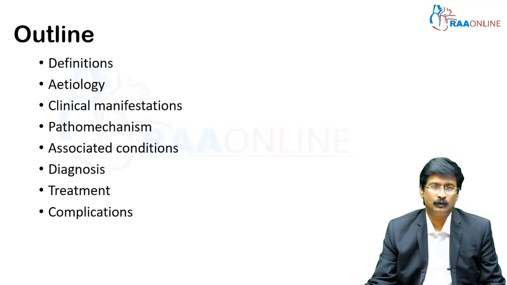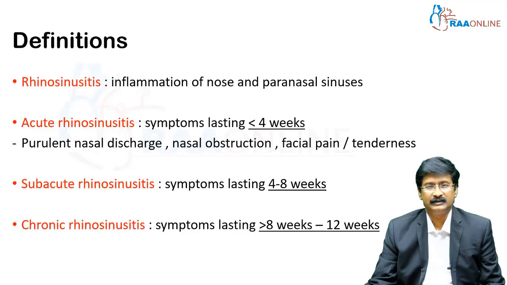As the name indicates, chronic means a long-standing infection of the nose and paranasal sinuses. Today, we'll talk about the definition of chronic rhinosinusitis, what the probable etiological factors for a sinus infection are, how patients clinically present, and what the basic pathology behind a sinusitis is. Then we will discuss how you diagnose and treat it, and what the probable complications of a chronic sinusitis are.